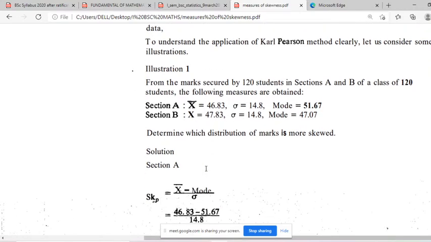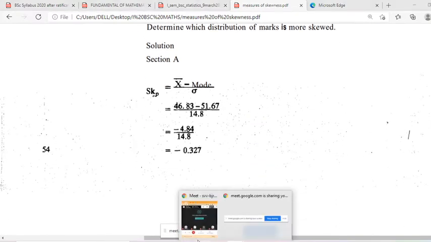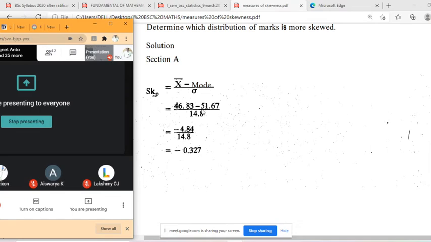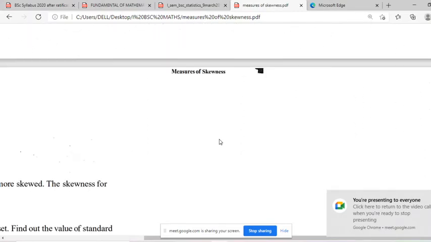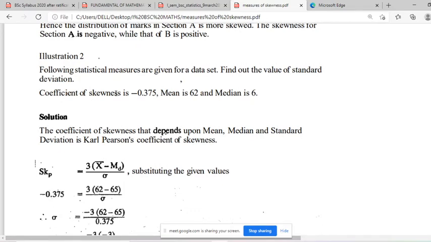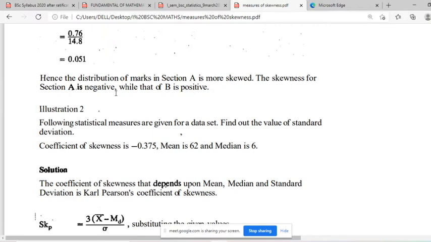Let us consider some examples. Here the mean is given as 46.83, the standard deviation is 14.8, and the mode is 51.67. For the second problem it is given like this. We can compute the measure: x bar minus mode divided by standard deviation equals minus 3.327. This is another example. You can do this problem in your notebook and submit it on the platform.